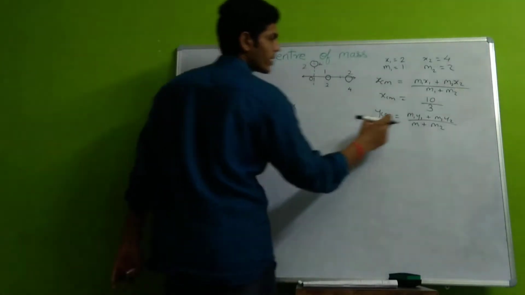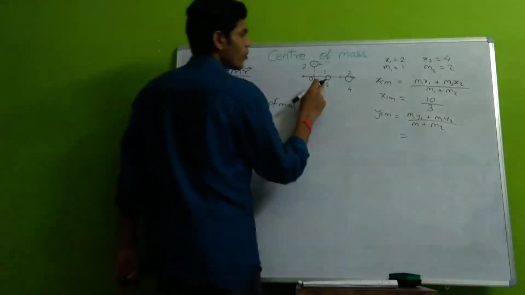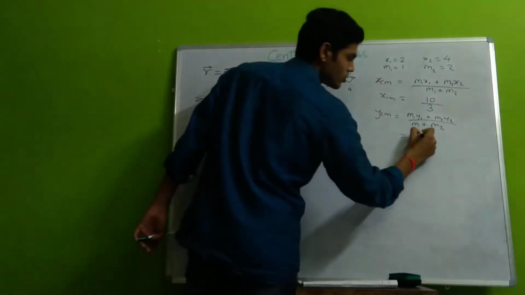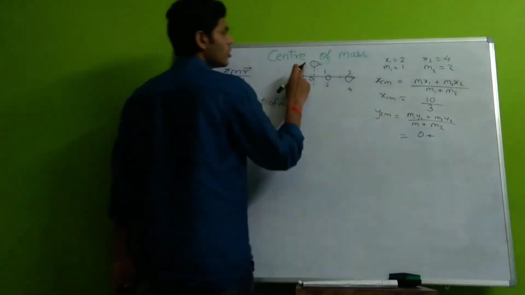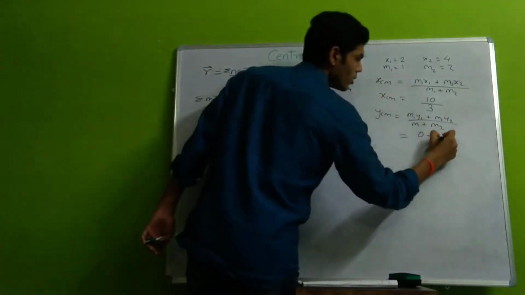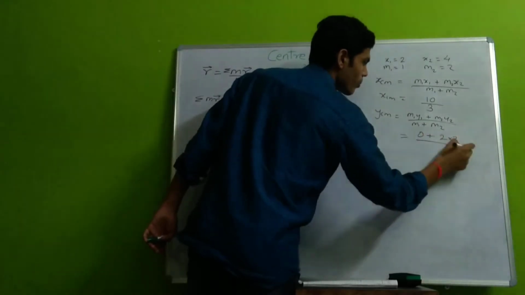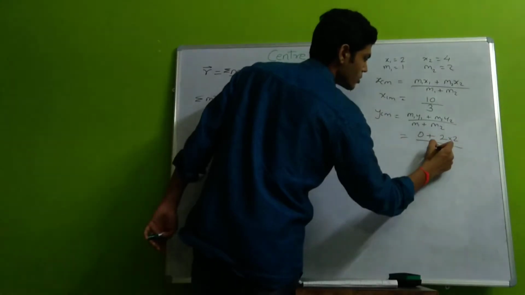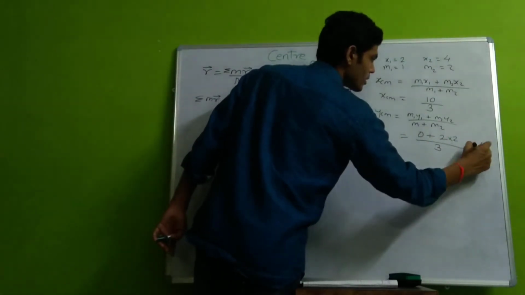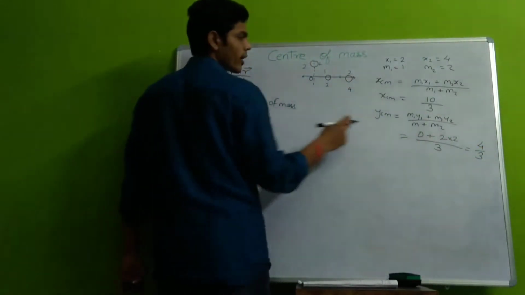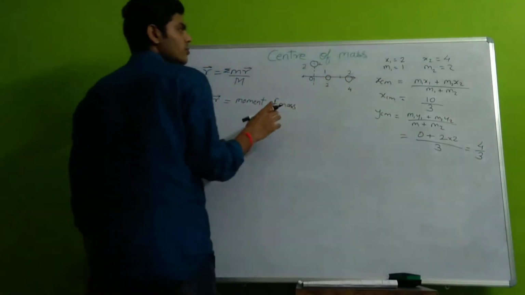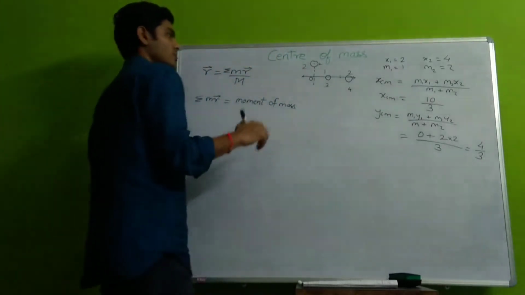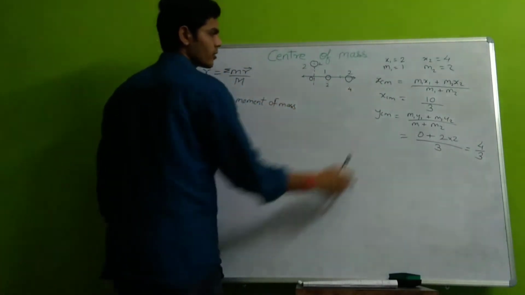So m1 into y1 is 0, because the y coordinate of the first object is 0. So 0 plus m2 y2, 2 kg into 2, upon 2 plus 1, which is 3. So we get 4 by 3. So we get the y coordinate also, and we can find both coordinates of the center of mass. This is how we calculate center of mass.